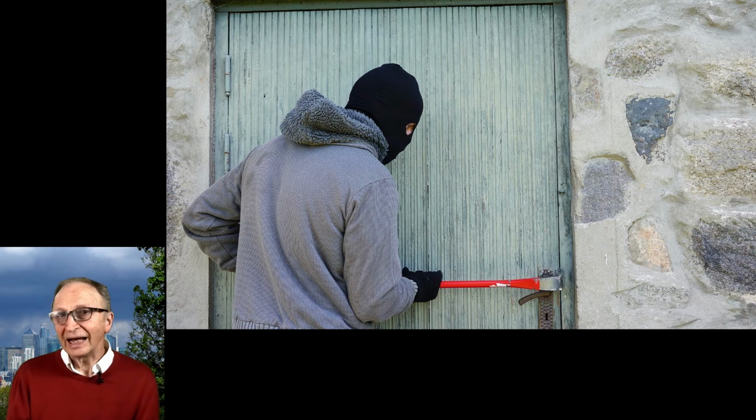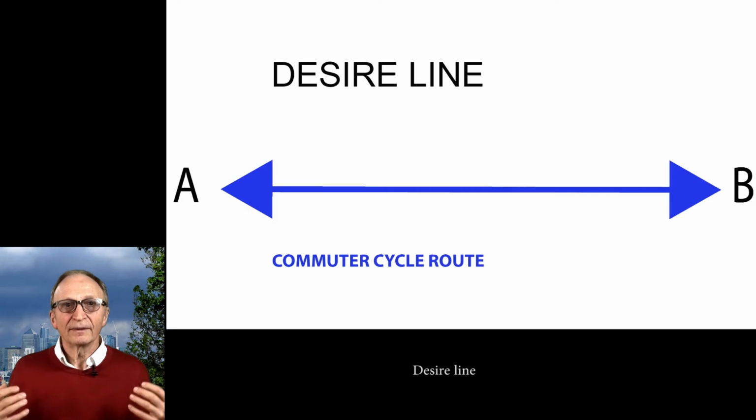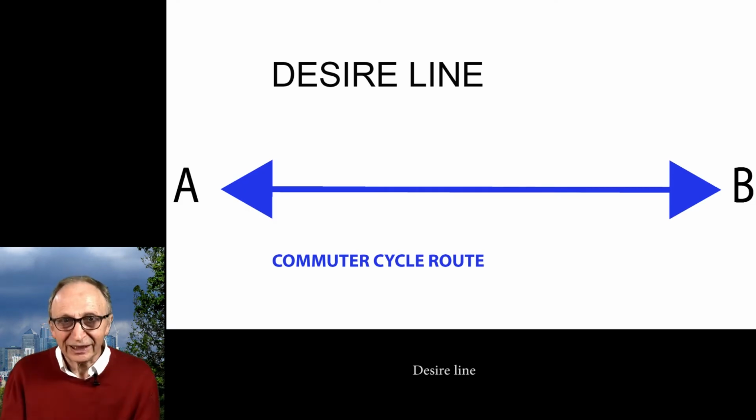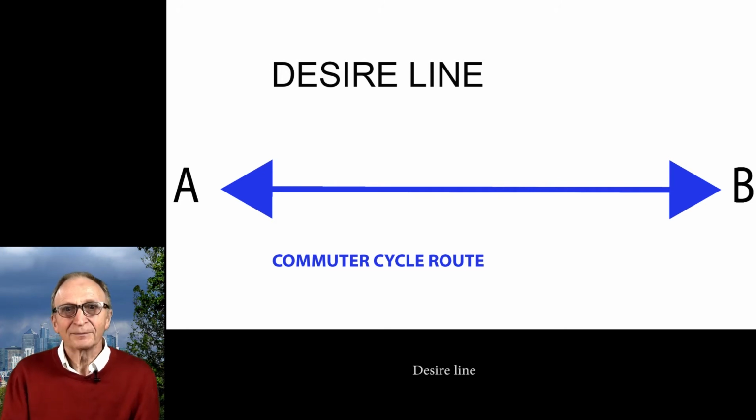burglars are more likely to force entry to a house that has access to the rear windows. Other things being equal, vehicles and pedestrians will always take the shortest route between 2 points. The line they take is known to landscape theory as a desire line.